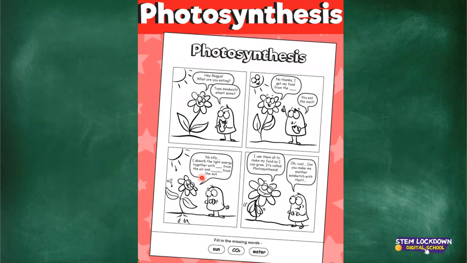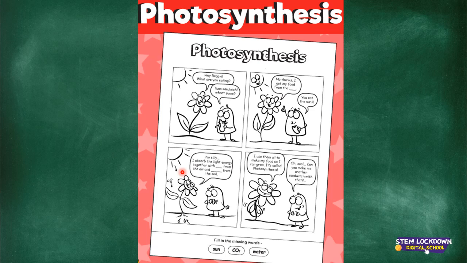So the flower leaves Reggie to guess what it uses and what it gets from where, all right? So I'm just gonna put in these, if you guys look at the bottom of your screen, we have the fill in the missing words. We have sun, we have CO2, which is our carbon dioxide, and we have water, right? So we're gonna read the block on the bottom left.